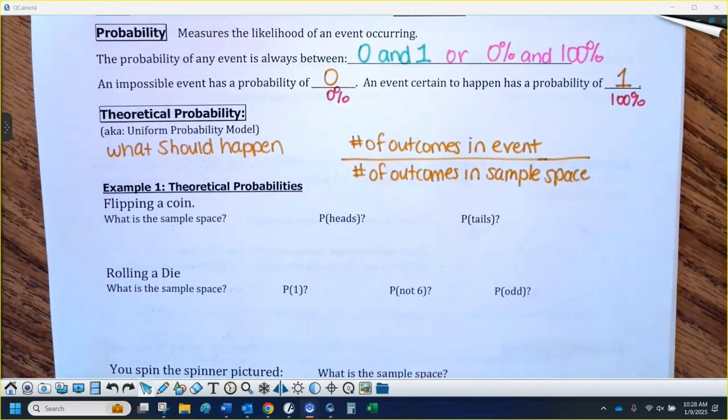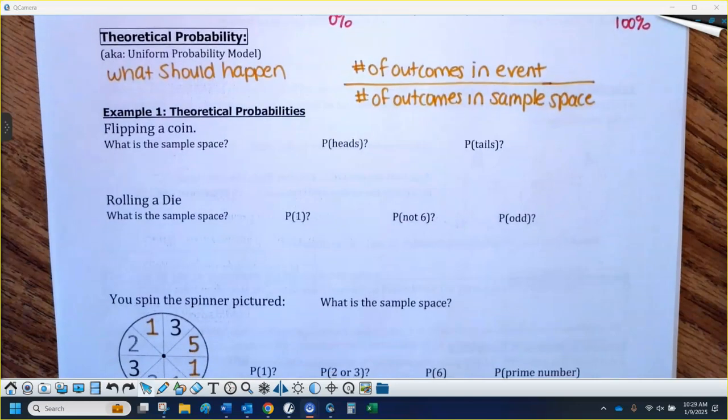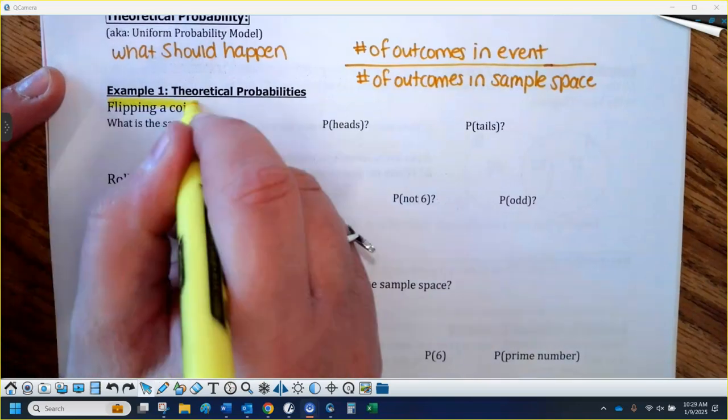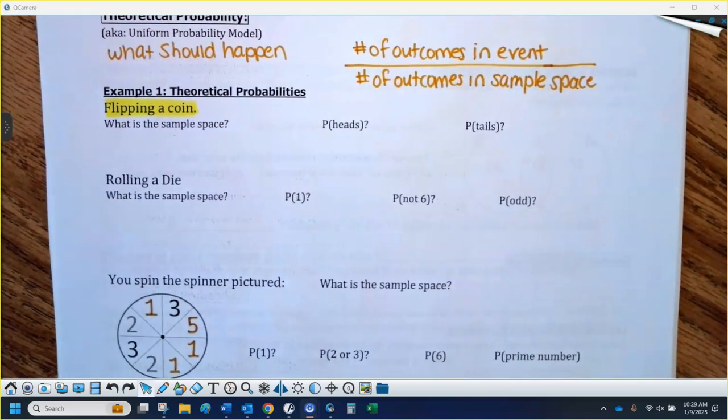So we're just going to do a couple examples for theoretical probability. We're not doing an experiment or anything like that. This is just, in theory, what should happen. My first example says we're going to flip a coin. If you had a normal nickel, dime, whatever, what are the possible things that can happen when you flip a coin? What could possibly be the result?